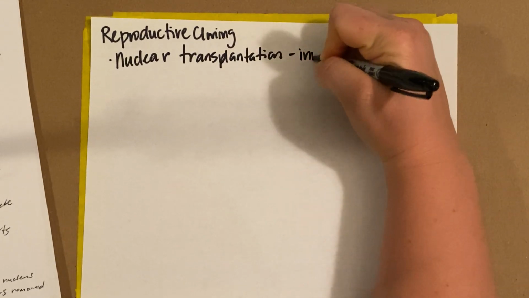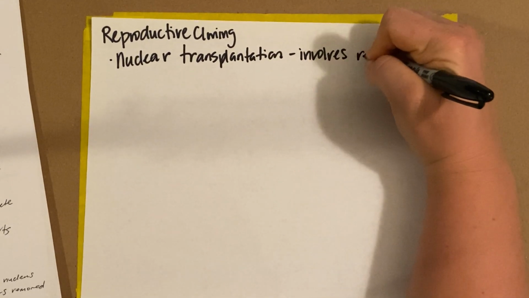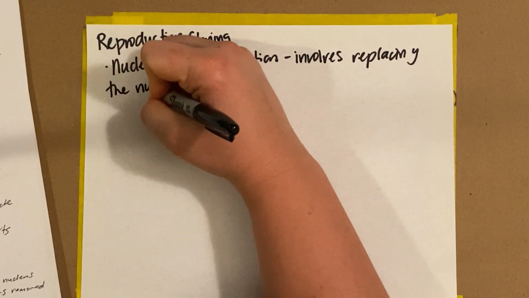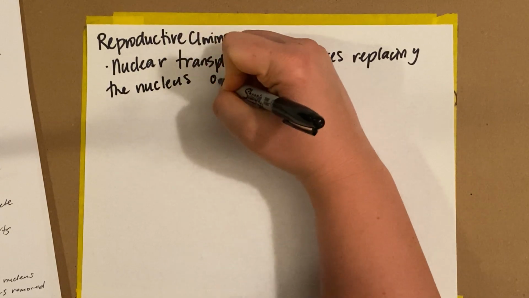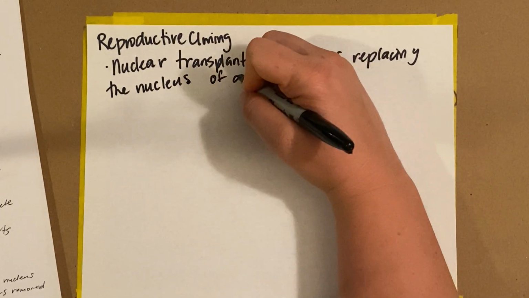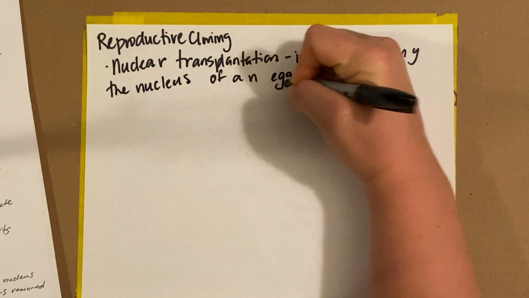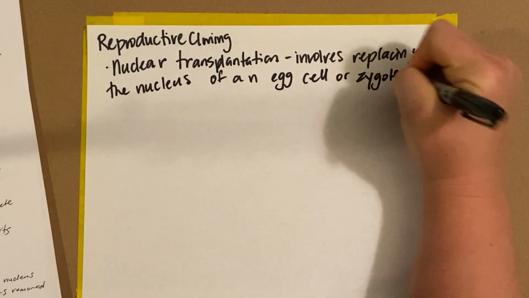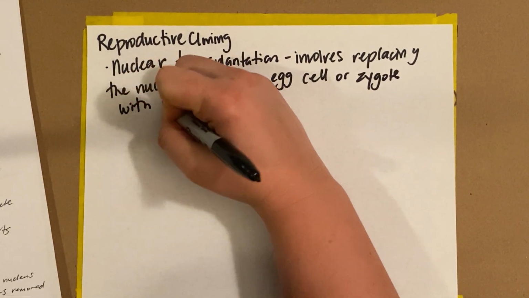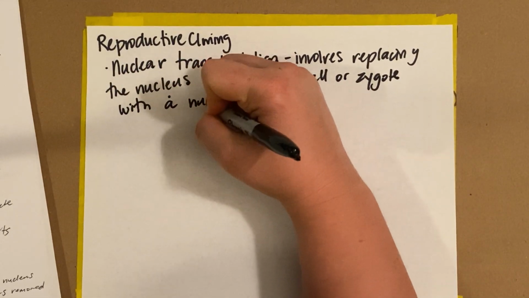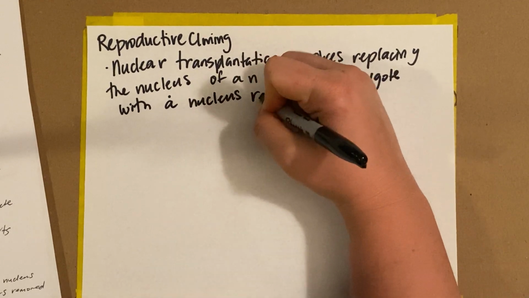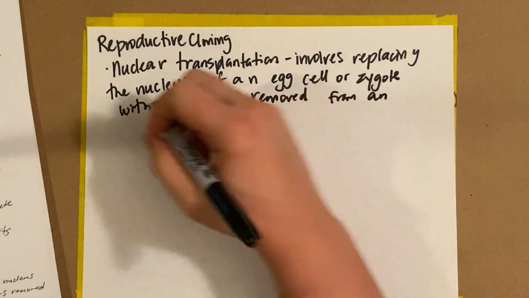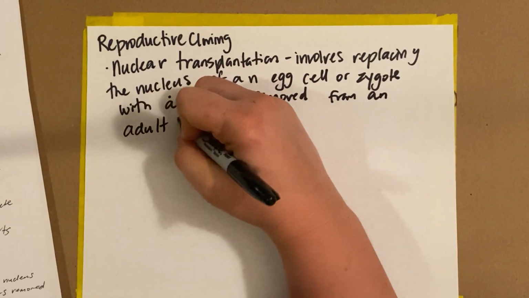Okay, so this involves replacing the nucleus of an egg cell, or zygote, with a nucleus removed from an adult body cell.